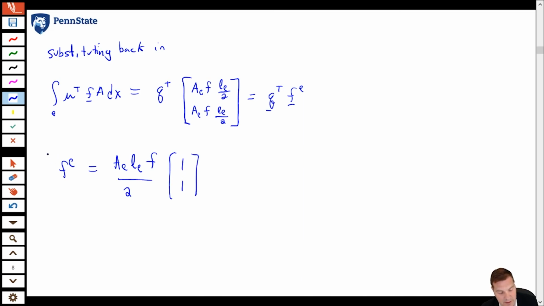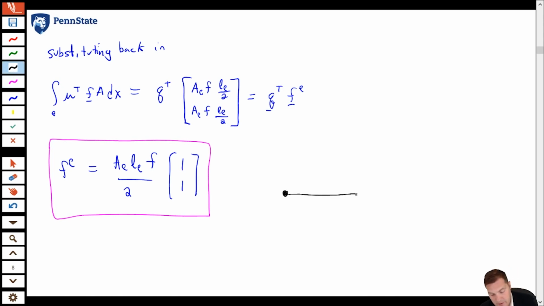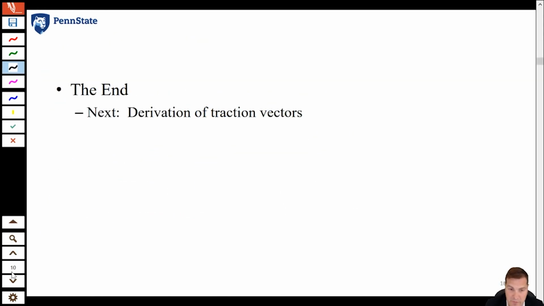We refer to this as the elemental force vector. Okay, so for every truss element that we have, again, we're looking at something like this, 1 and 2, that we assume that F is constant throughout this element, and we would compute this elemental force vector for every little segment that we have. All right, so that wraps up the force calculation. Next, we can derive the traction vector, which is the last term we need besides the point loads in the total potential energy equation.